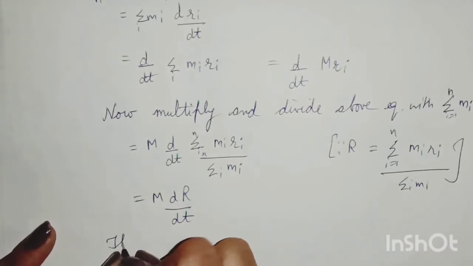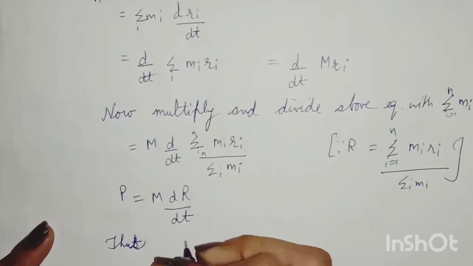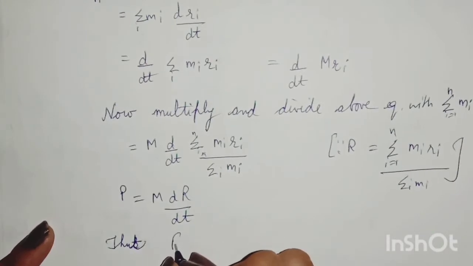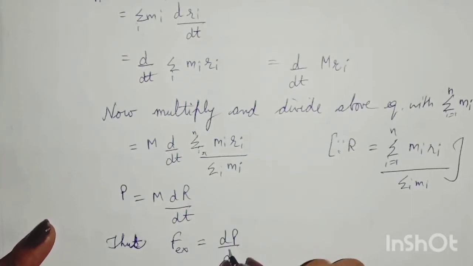Thus this is the value of P. Thus force external is equal to dP upon dt.